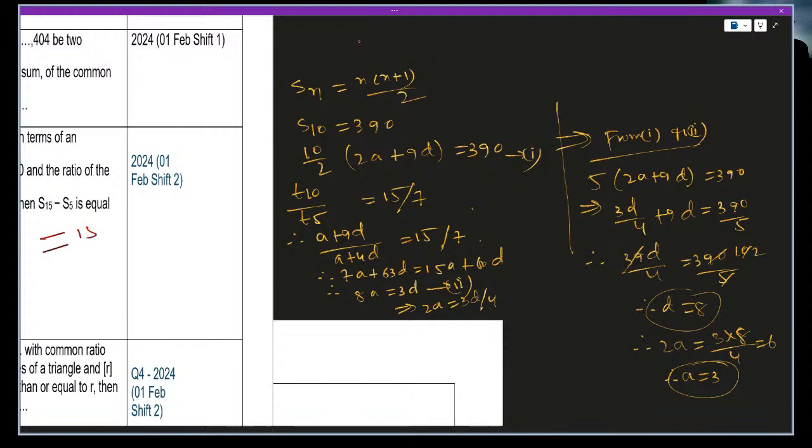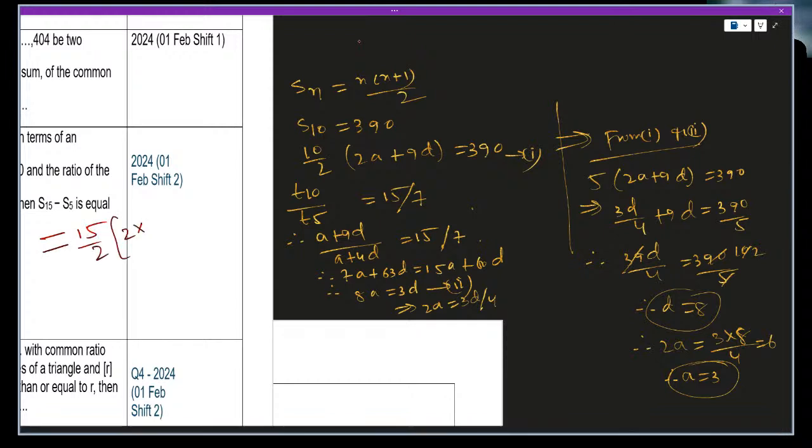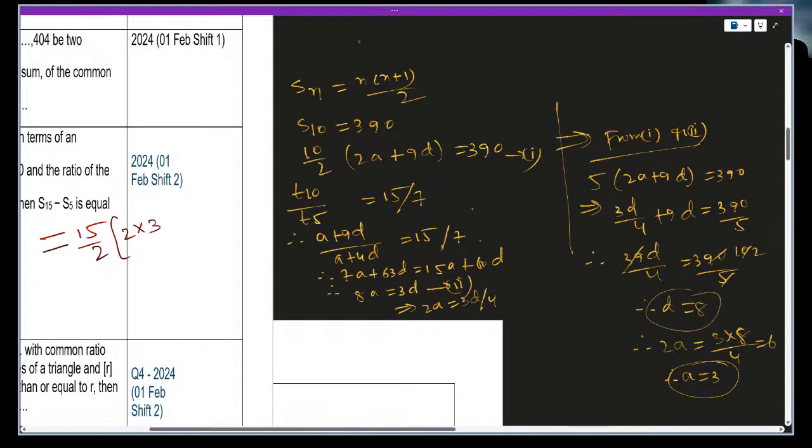S15 is what? You do it with me. This is my suggestion: do it faster than me. Check your answer with me. This minus, again, twice a plus 4 into 8. So how much is this? 45 minus 15, 30.